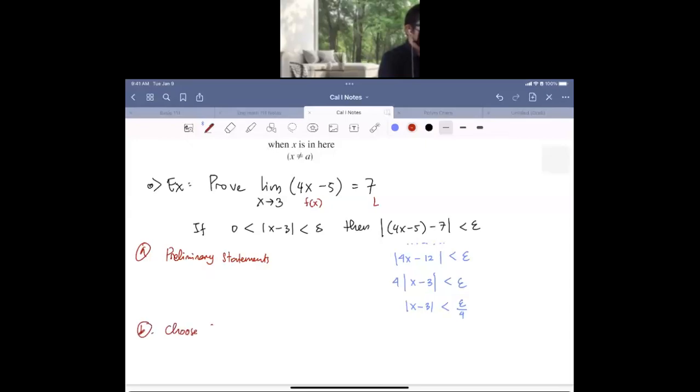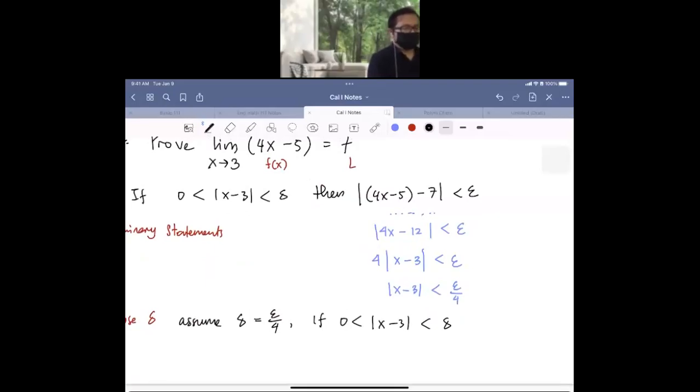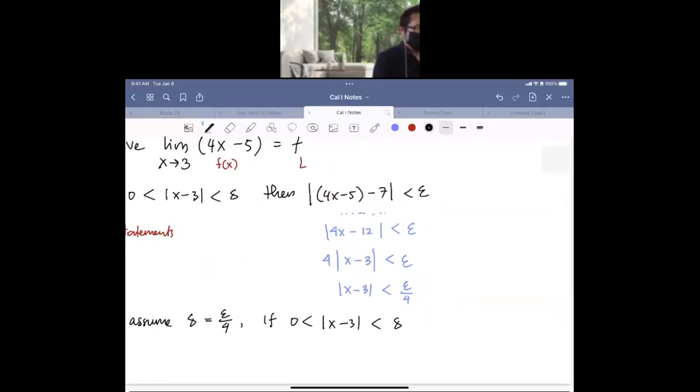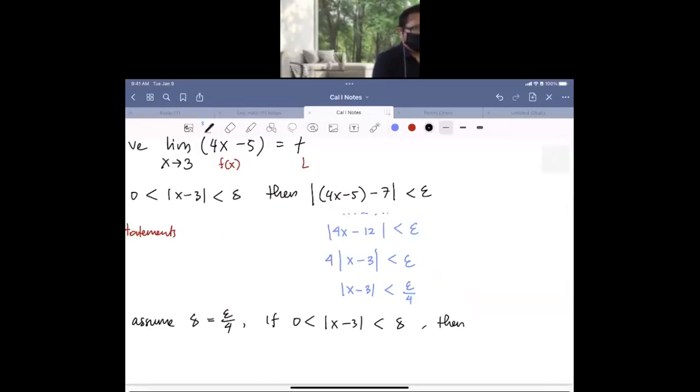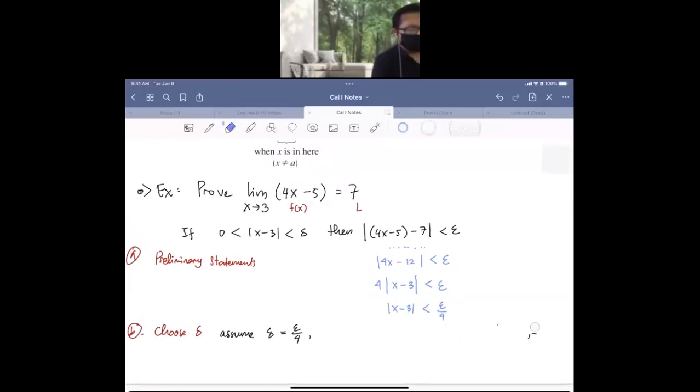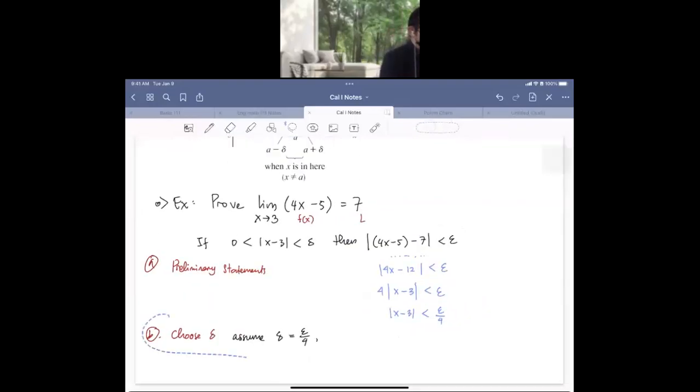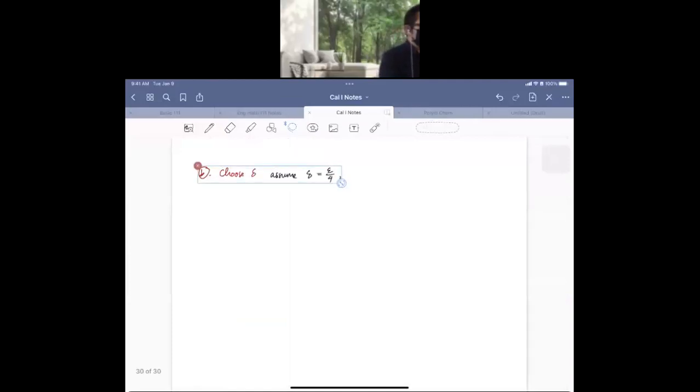And part B, choosing the delta. So assume delta is epsilon over 4. Now, if 0 less than |x minus 3| less than delta, and we see that then the statement, the f of x minus L, or maybe let me write it on the next page. I think I need to write all of this. Let me copy. Okay, I hope you don't mind. Copy here to make it more clear.